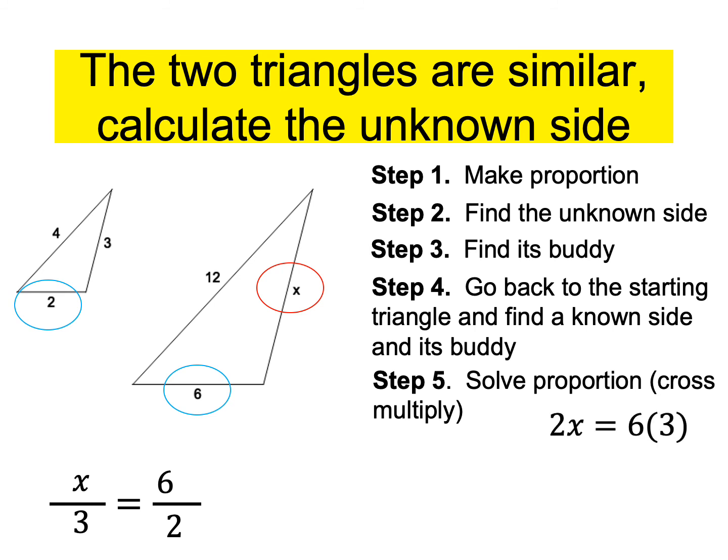You're tracking what I'm doing here? Pause the video, rewind if you need to hear that again. 6 times 3 is 18. Divide both sides by 2. So x equals 9. Okay, if we're going too fast, rewind.